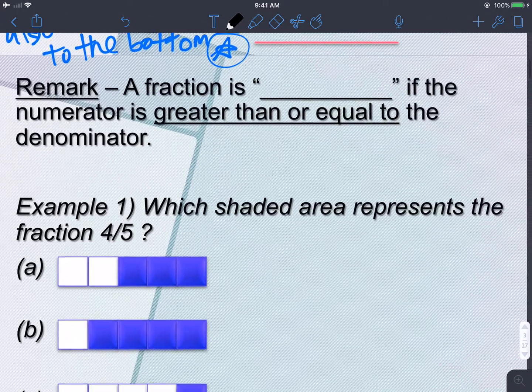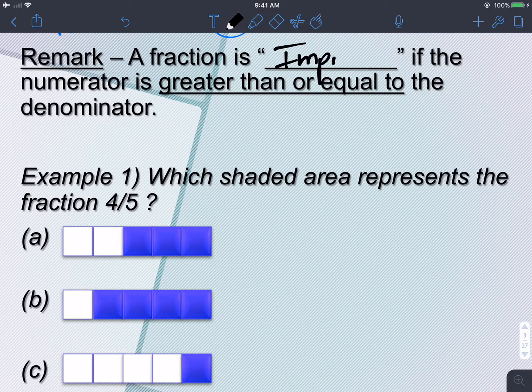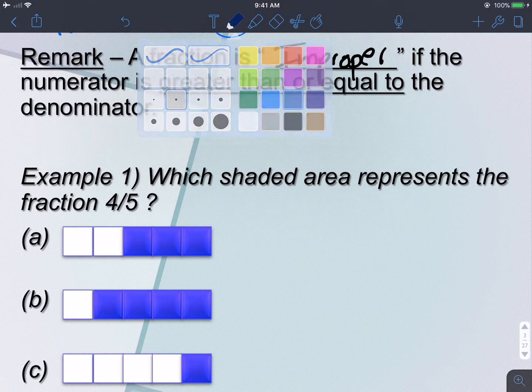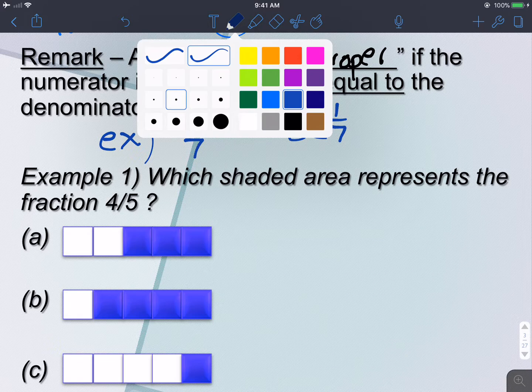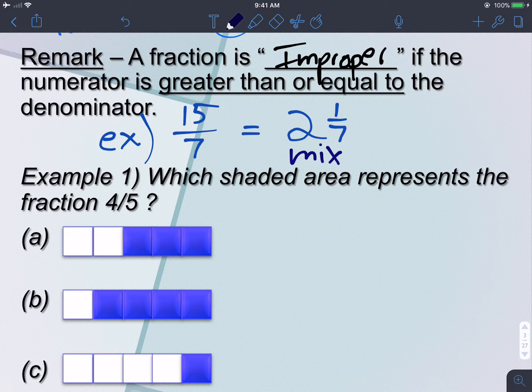Okay, a fraction is improper if the numerator is greater than or equal to the denominator. Example: 15/7. Perform the division. You write it as a mixed fraction, 2 and 1/7. Okay, mixed fraction.